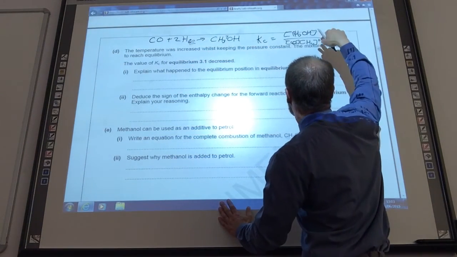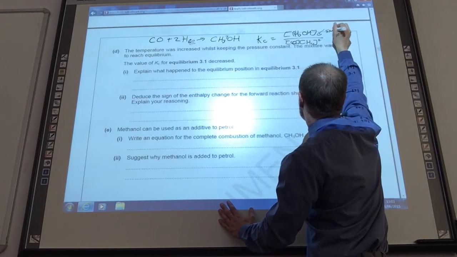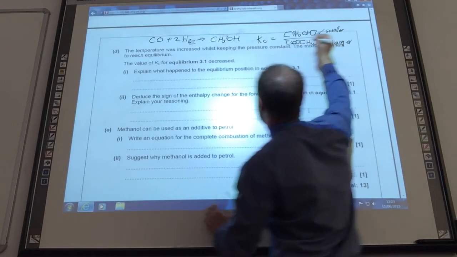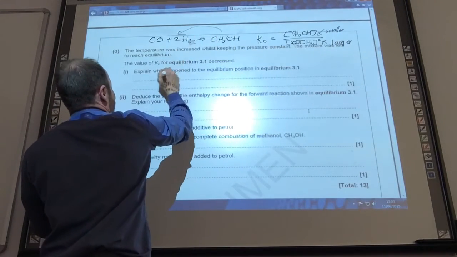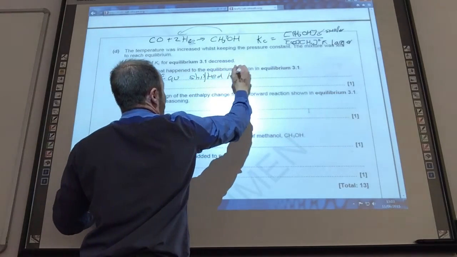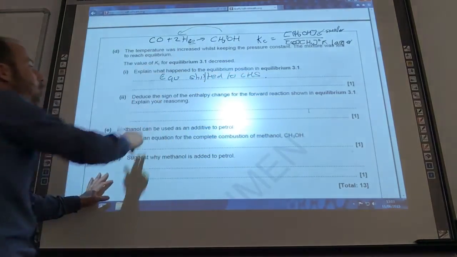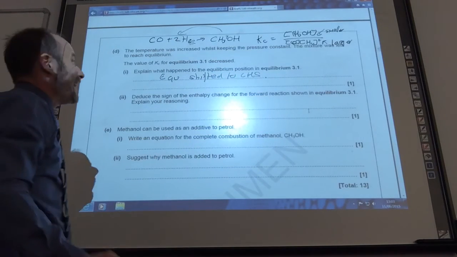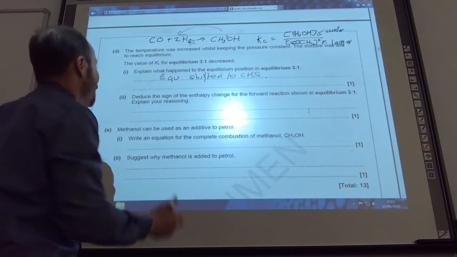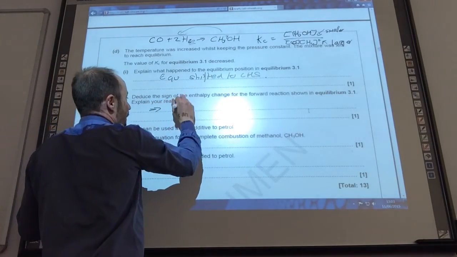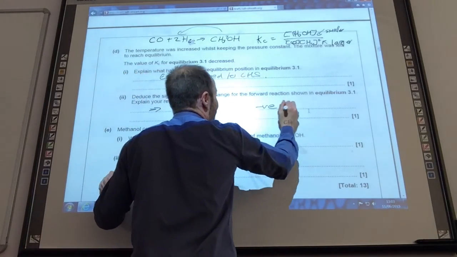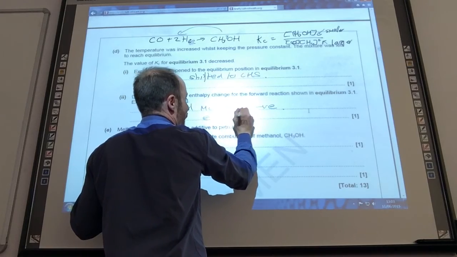This has got smaller, this has got larger, smaller, larger. So the equilibrium has shifted to the left-hand side. So we can say equilibrium shifted to the left-hand side. So what can we say? Well, when we increase the temperature, the equilibrium shifts in the endothermic direction, and therefore the forward reaction, delta H, must be negative. It's exothermic.